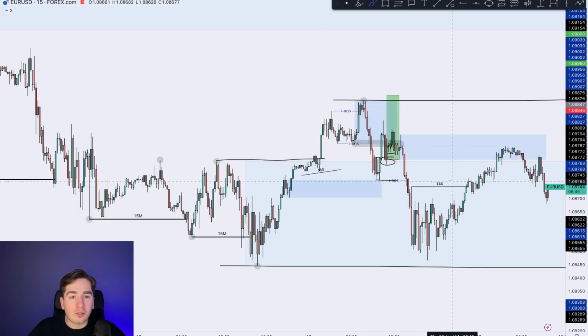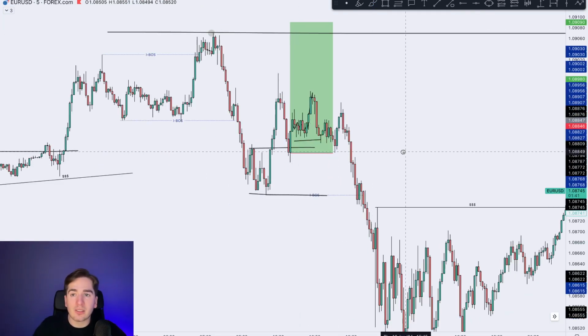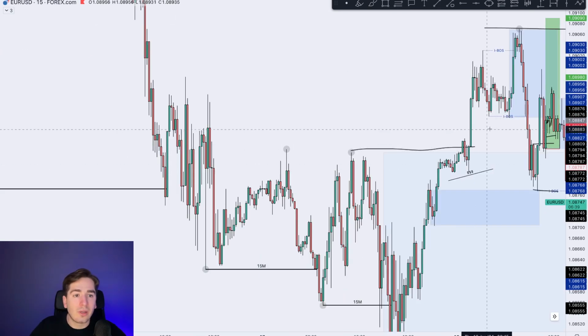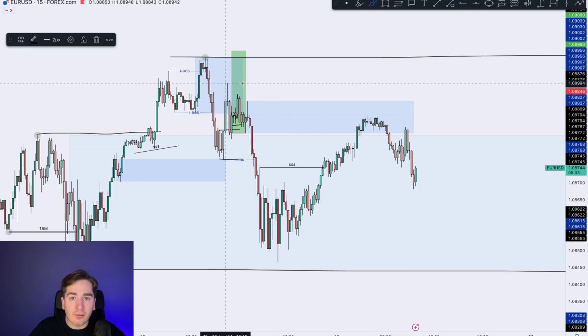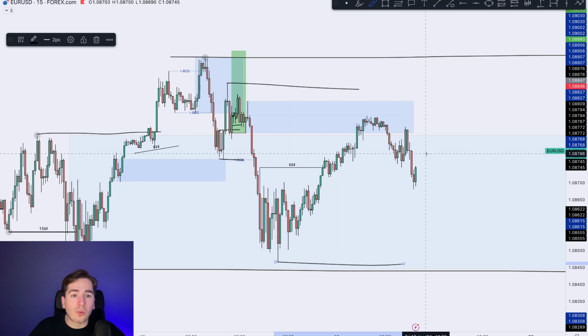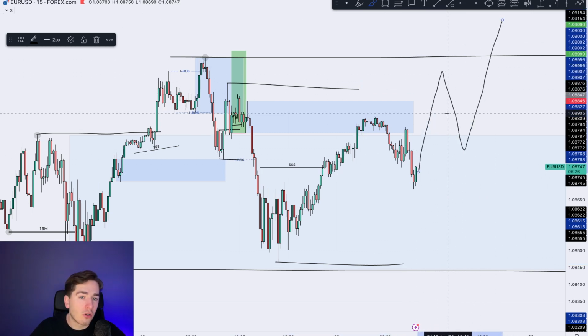So euro dollar is going to move down lower for the rest of today, it seems, until we can break this overall internal structure. So at the moment, the internal structure is in theory from this high in towards this low. So what I would want to see is a break of that high, a pullback, and then I'll be looking for a long on euro dollar.